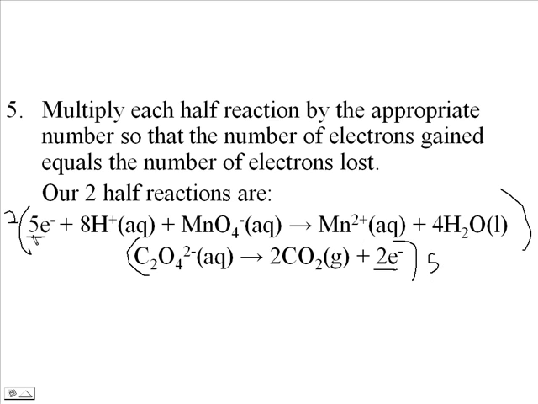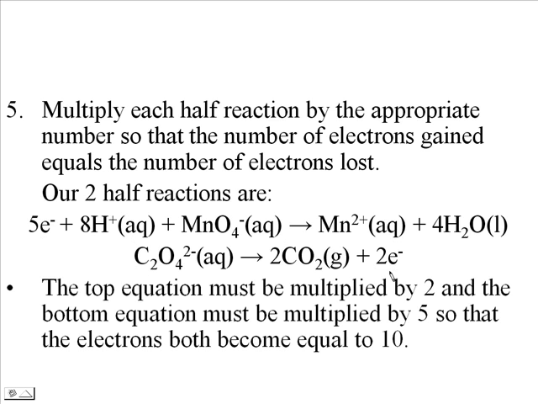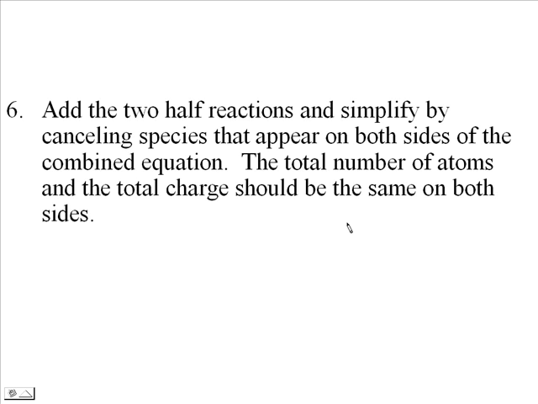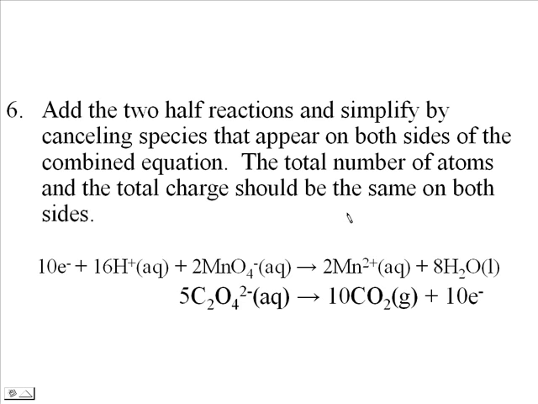And therefore, we'll have 10 electrons here, 10 electrons gaining, 10 electrons being lost. So our equation becomes that and that. Now, anything that is the same on both sides, we can cancel out. So we can take our 10 electrons and our 10 electrons and cancel them.